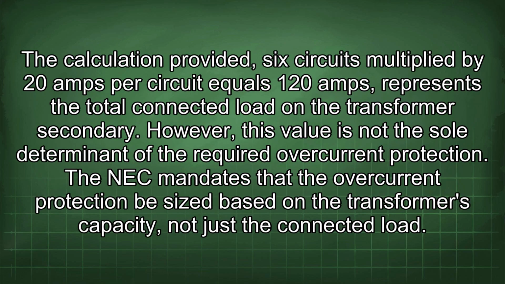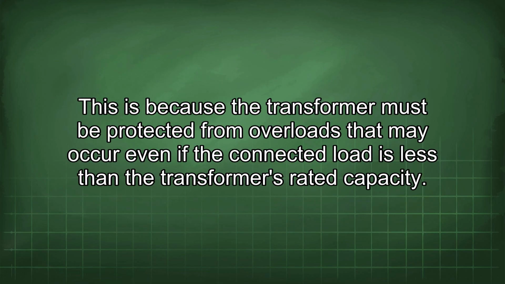The calculation provided, 6 circuits multiplied by 20 amps per circuit equals 120 amps, represents the total connected load in the transformer secondary. However, this value is not the sole determinant of the required overcurrent protection. The NEC mandates that the overcurrent protection be sized based on the transformer's capacity, not just the connected load. This is because the transformer must be protected from overloads that may occur even if the connected load is less than the transformer's rated capacity.